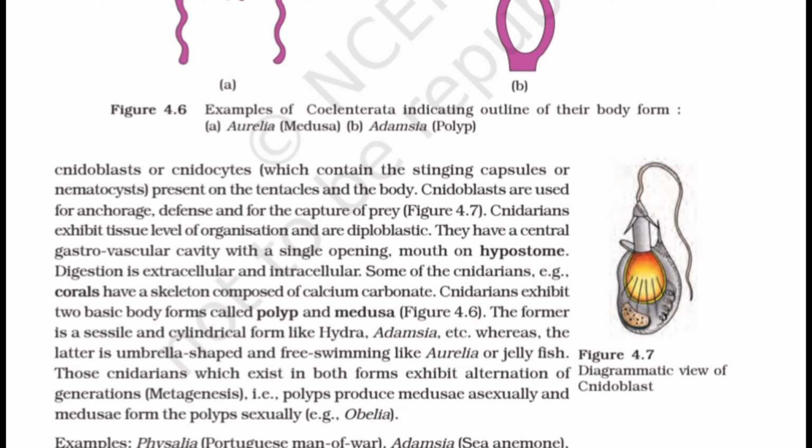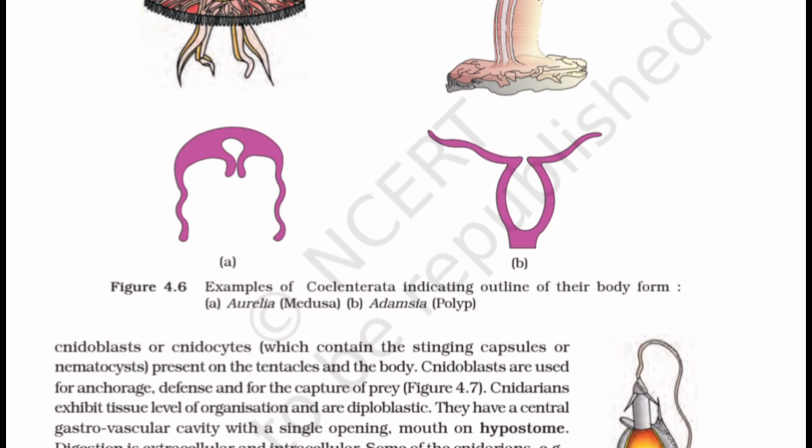Cnidarians exhibit tissue level of organization and are diploblastic. They have a central gastrovascular cavity with a single opening, the mouth, on the hypostome. Digestion is extracellular and intracellular. Some of the cnidarians, for example corals, have a skeleton composed of calcium carbonate. Cnidarians exhibit two basic body forms called polyp and medusa in the figure 4.6.